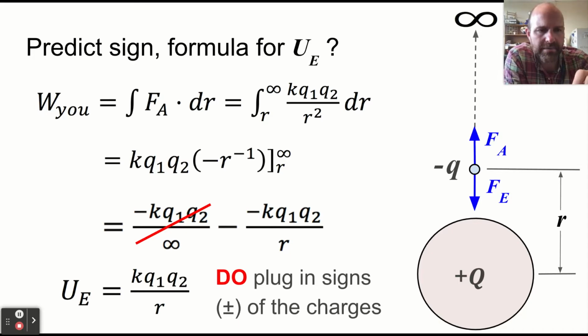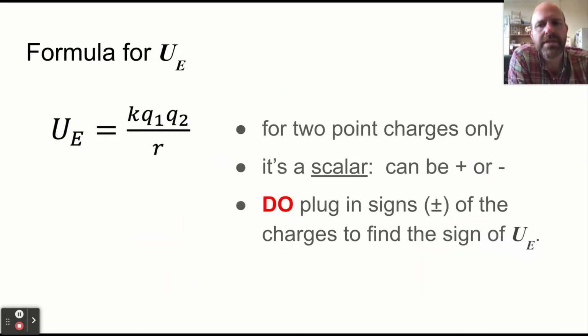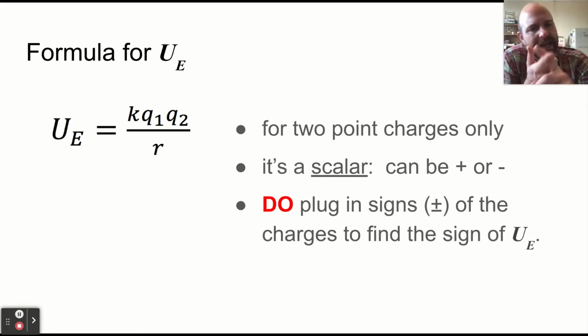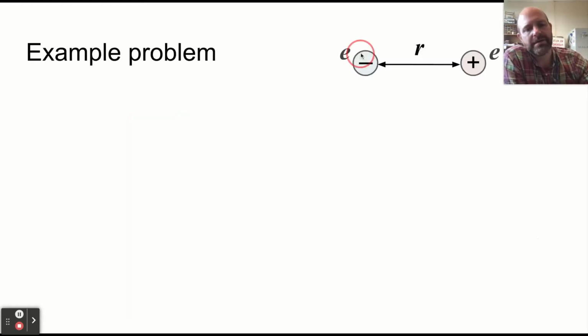And this time, we really want to make sure we use the signs, because two positives or two negatives will give us a positive value here. One positive, one negative will give us the negative sign. So this formula, which is very much like the gravitational potential energy formula for universal gravitation, is for 2-point charges only. This is the energy to put those two charges close to each other. It's a scalar. It can be positive or negative, and it's zero when they're infinitely far away. And the signs that you get, when you plug in the charges, will give you the correct sign of the electric potential energy.